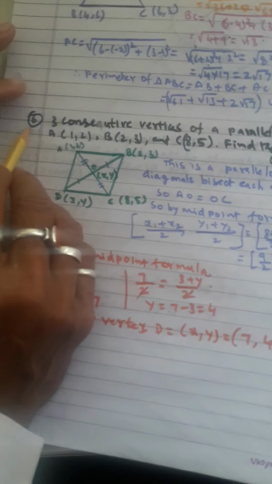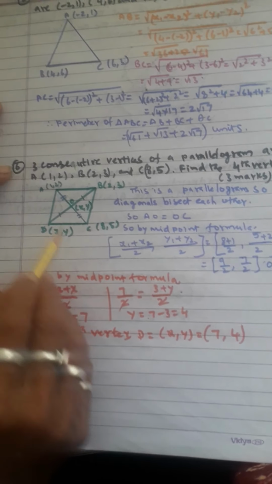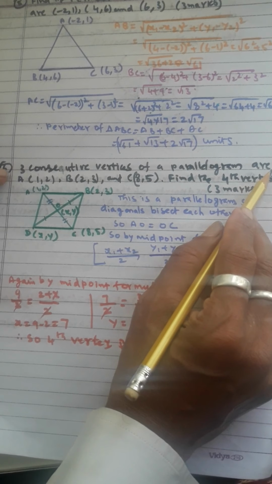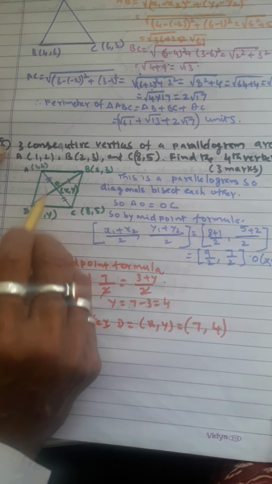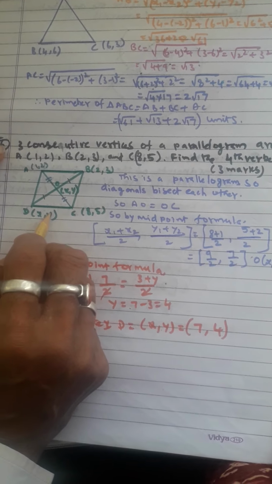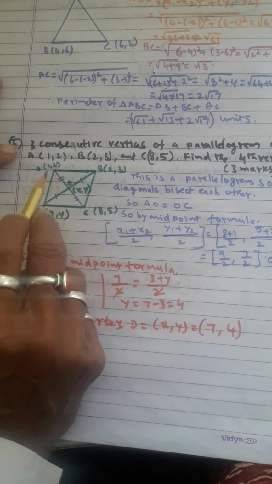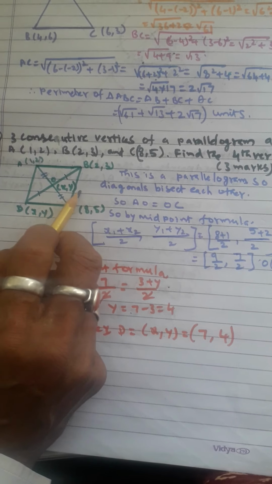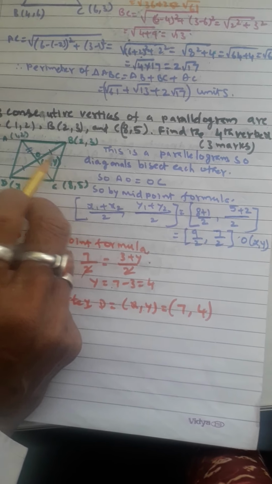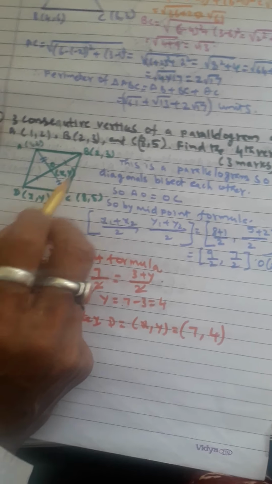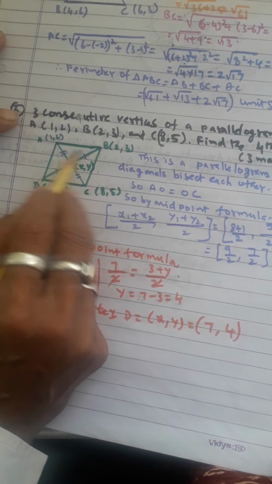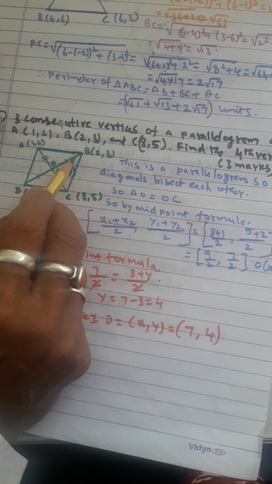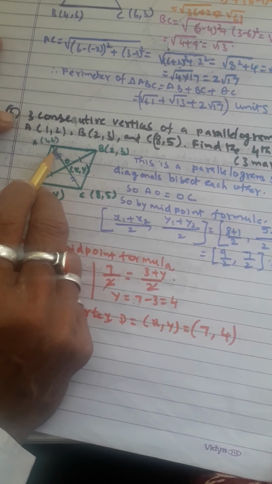Now let us go for question number 6. In question number 6, what they are asking is: 3 consecutive vertices of a parallelogram are given. You know what a parallelogram is? Opposite sides are equal and parallel also. So this is equal to this size, and this is parallel to this. But if you look at the angle, 90 degrees will not come here. Any vertex angle will not come as 90. That is what we call a parallelogram. Sometimes a rectangle also we consider as a parallelogram, without 90 degrees also we call it a parallelogram.